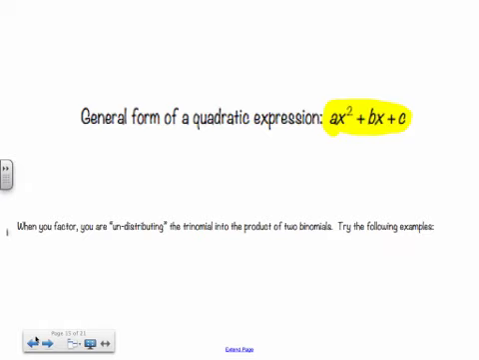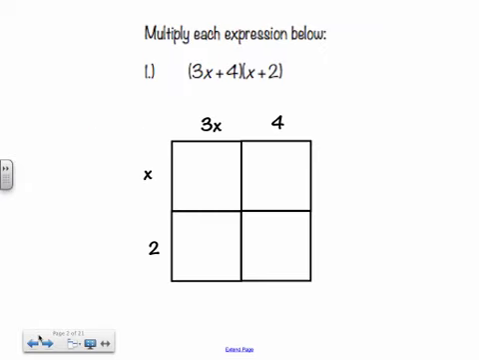So what I want you to do is look at question number 1, where it asks you to multiply each expression below. Remember, we learned two different methods in order to multiply binomials together. One of the methods is using the box method or the geometric model, and the other method is using the distributive property. So for question number 1, I want you to use the box method, because what we're going to learn today, we're going to refer back to this box method and then eventually to the distributive property, and I want you to understand how those two things are going to be linked together.